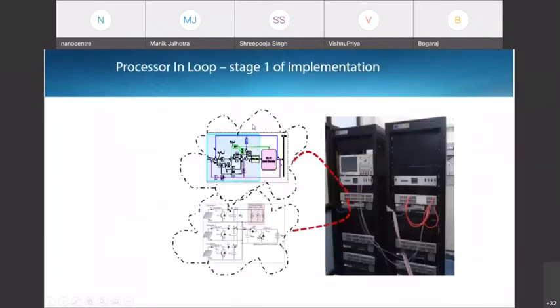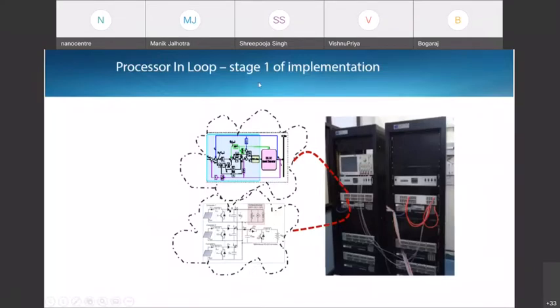If we see in stage 1 of implementation, we observe that their entire plant, as we can see on the downside, was working on the real-time simulator, whereas their controller, the energy management system, was also initially working on the simulator. So this is what is generally referred to as processor in the loop, or more commonly software in the loop, because everything is on the software side only. That is why it is called processor in the loop and software in the loop.